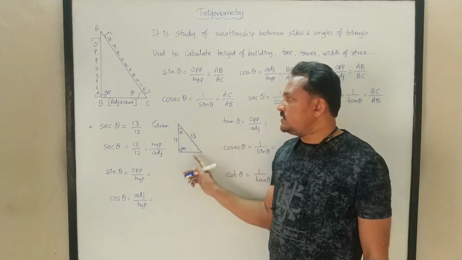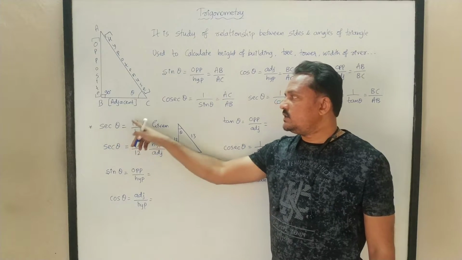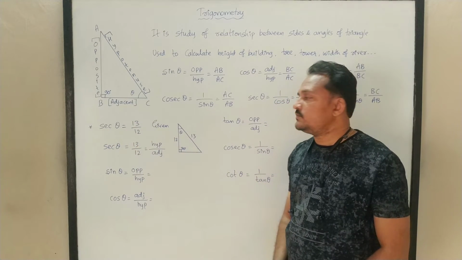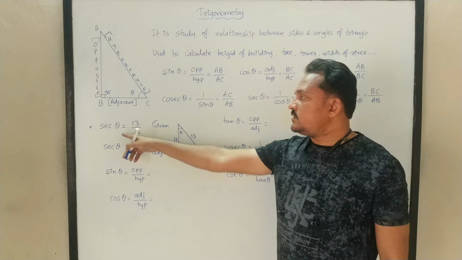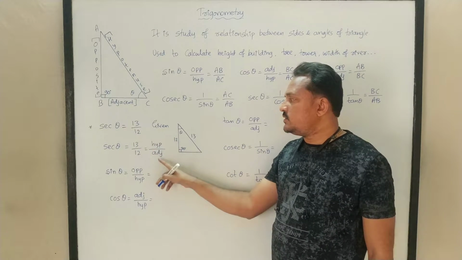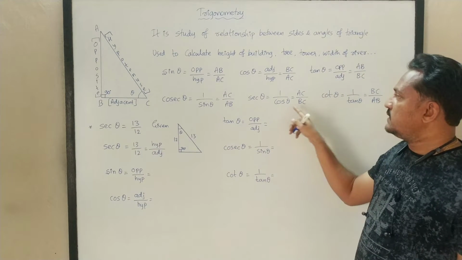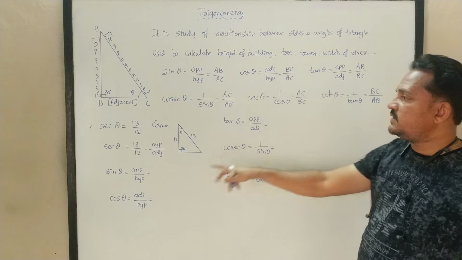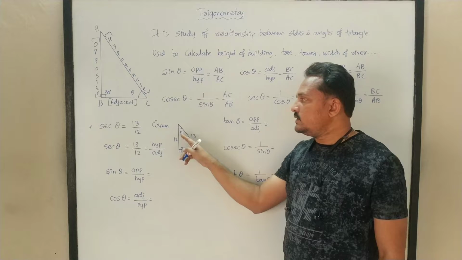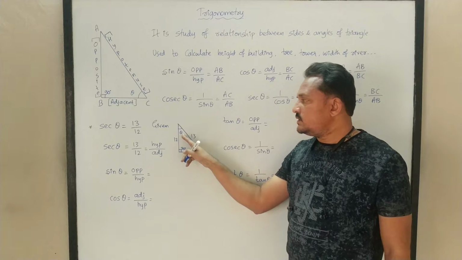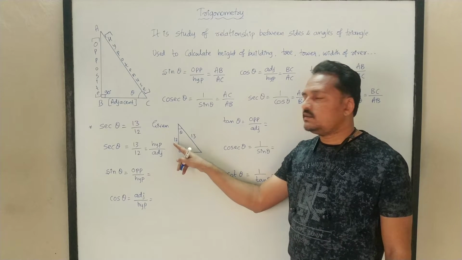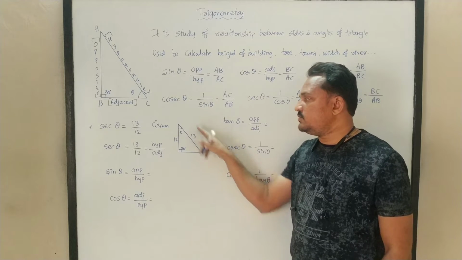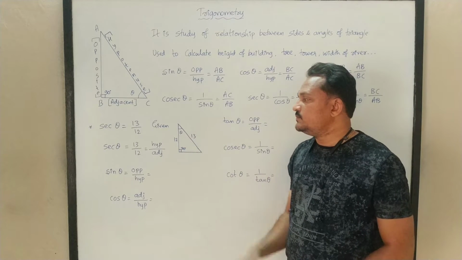There is one diagram given, and secant of theta they have given as 13 by 12 here. Then what is this secant of theta? That is nothing but hypotenuse by adjacent. Here AC by BC, the reciprocal of cosine, hypotenuse by adjacent we have written. If I select theta here, then this will be the opposite side, this is our adjacent side, and this will be our hypotenuse opposite to 90 degree.